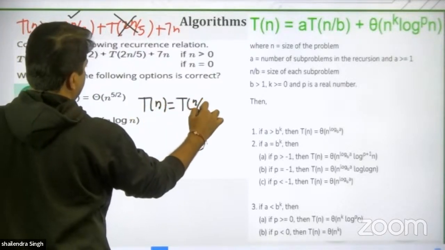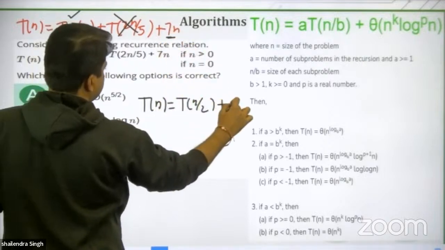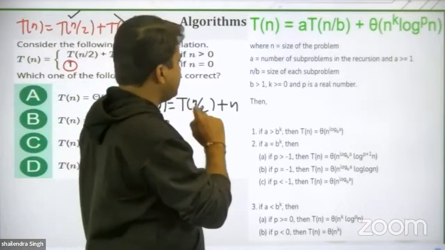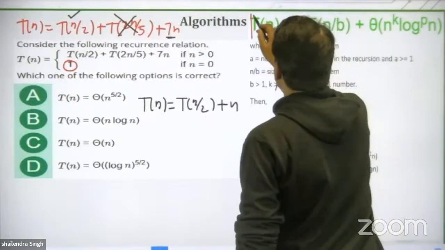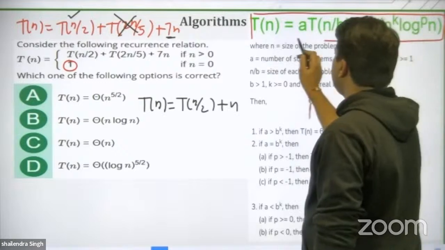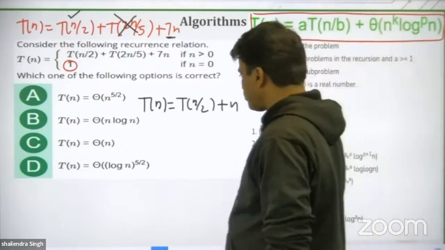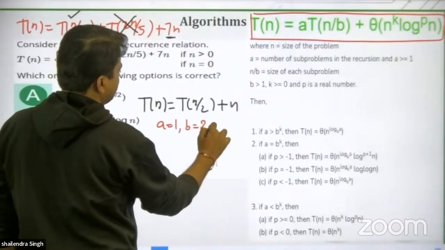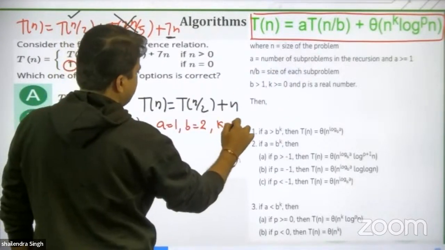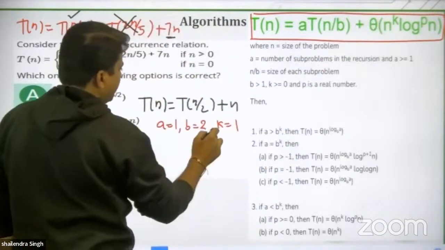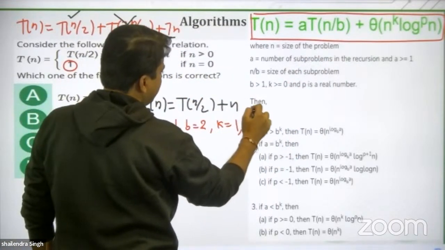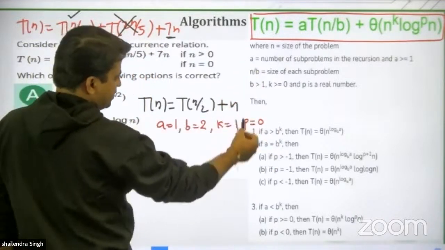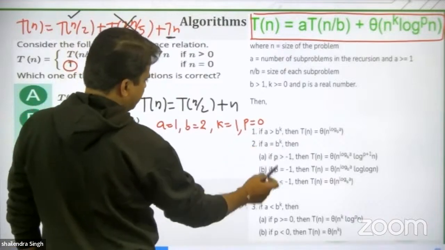So T(n/2) plus this constant 7 removed, this is n. So apply the master theorem here. Compare this with the advanced master method, the one I have written here in green color. Sir, a equals what? Here a equals 1, b equals 2, n to the power k, so k equals 1. And p equals what? p is the log n term power, p equals 0, so the log n term terminates here. Then check which case matches. This is case 1: is a greater than b to the power k?